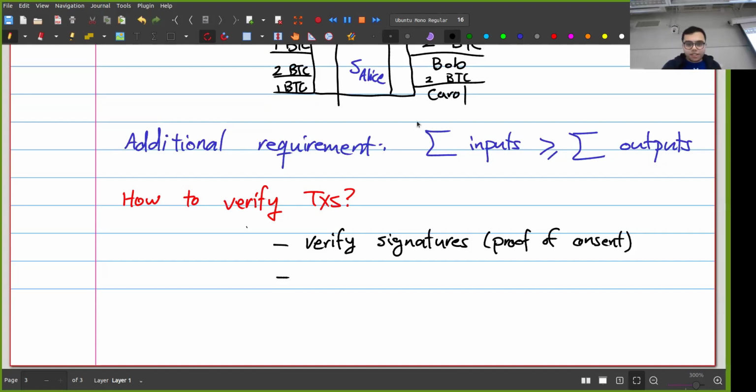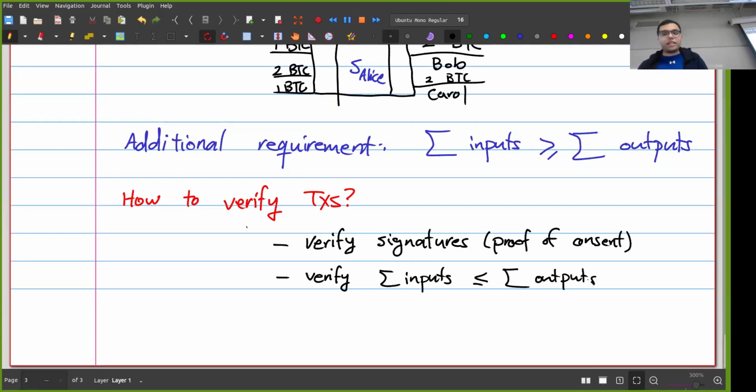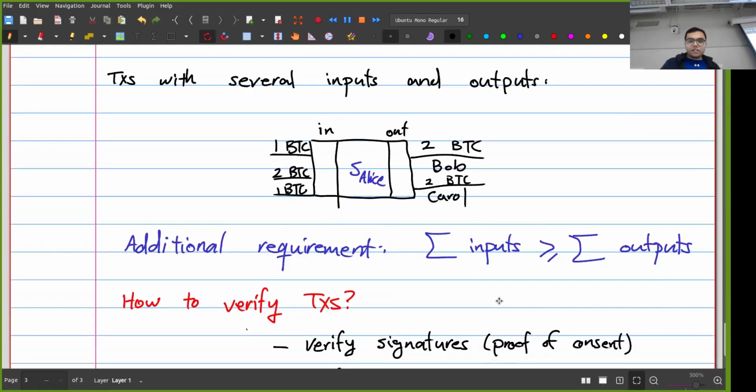You should, of course, check this additional requirement. You have to check that the transaction does not create new money. Verify that the sum of inputs is less than or equal to the sum of outputs. Then you also have to verify something else.